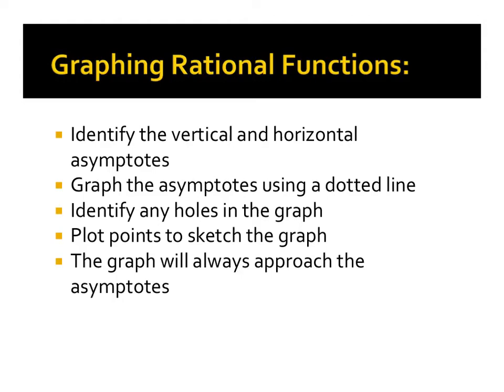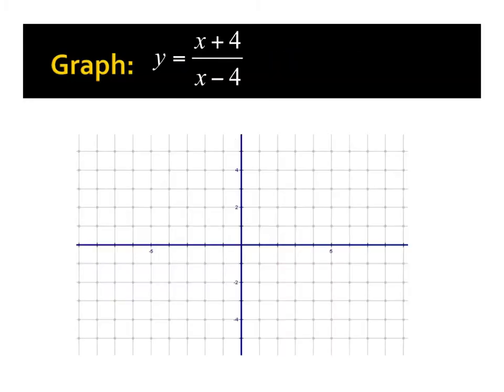In 8.2 day 2, we're going to be doing a little bit of what we did yesterday, as well as we're going to graph the rational functions. So we still need to be able to figure out our domain, our holes, vertical and horizontal asymptotes. Those will all help us get the shape of the graph. Let's take a look at this first problem here.